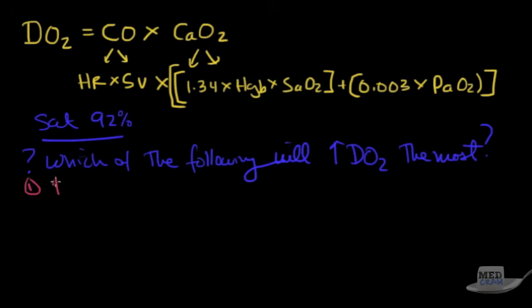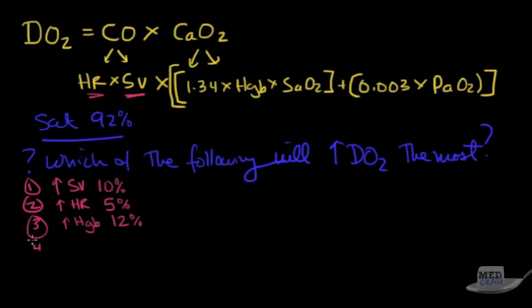Number 1, we can increase the stroke volume by 10%. Number 2, we can increase the heart rate by 5%. Number 3, we can increase the hemoglobin by 12%. Number 4, we could increase the SaO2, the saturation, by 5%. Or number 5, we could increase the PaO2 by 30%. So which one of these is going to increase oxygen delivery to the tissues?